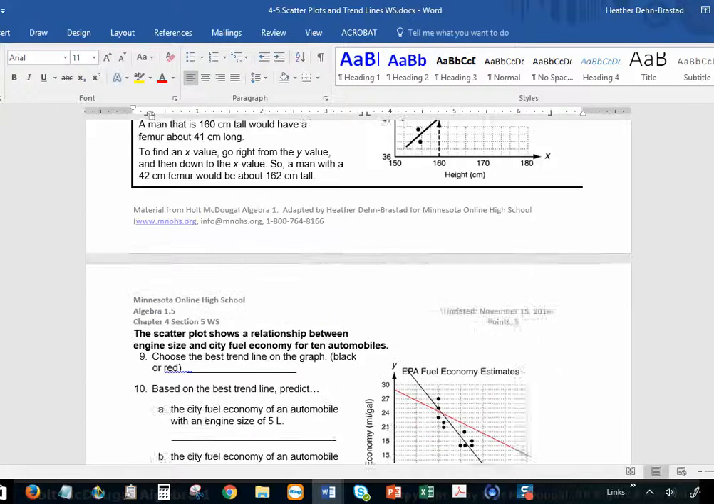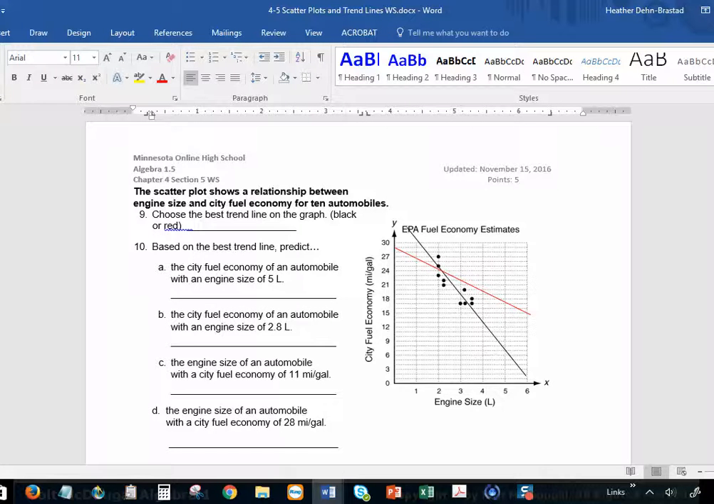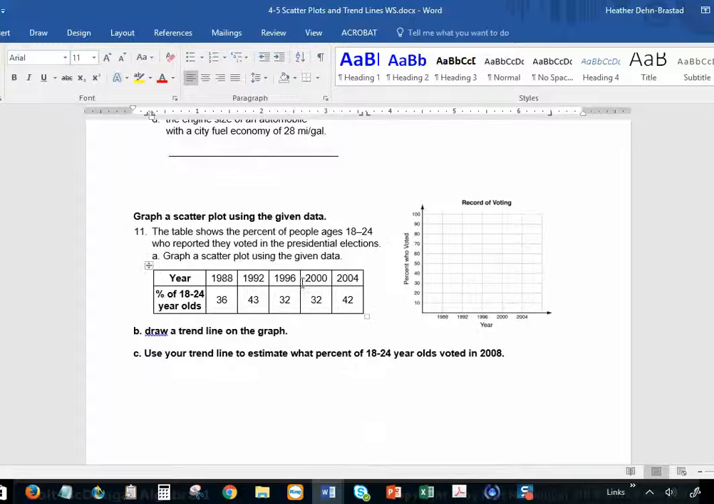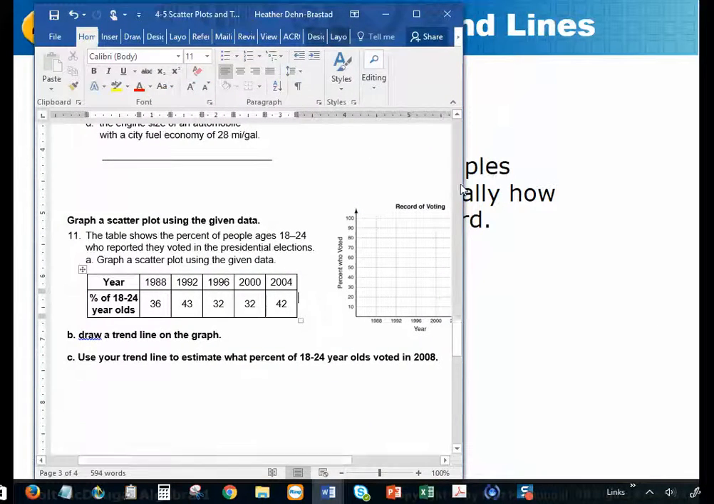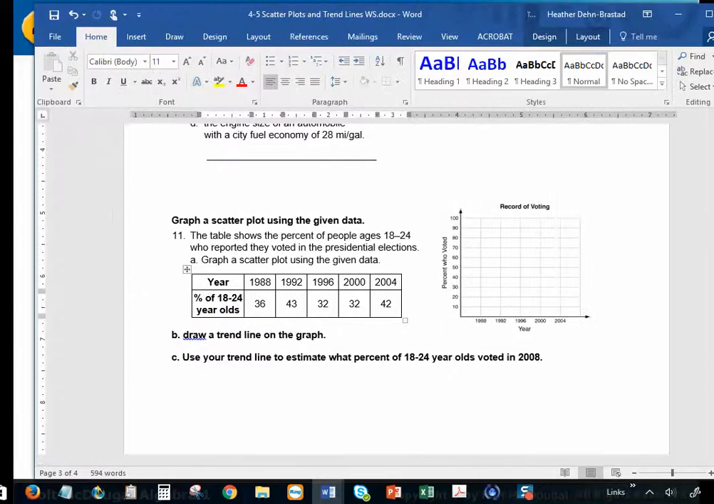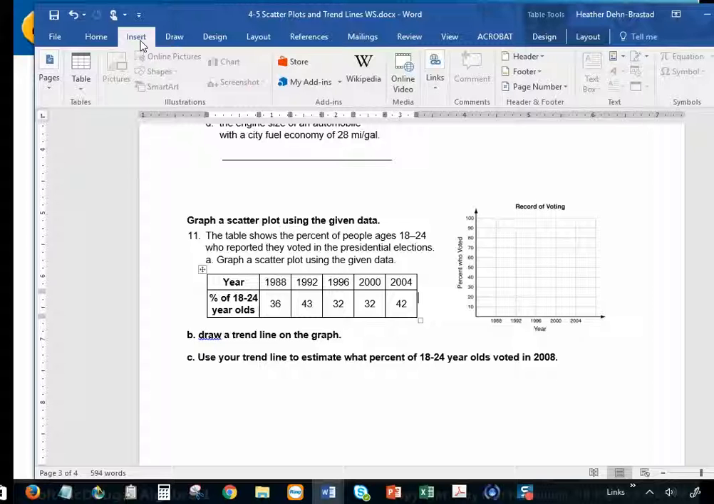All right, so here's the part I really wanted to show you, is you are going to be making your own scatter plot for this problem. The year, it's already marked on here, is going to go along the horizontal axis, and the percent of 18 to 24-year-olds is going to go along the vertical axis. The problem is that how do you put points on here? So what we're going to do is go to, let me see if I can show you the whole top bar here in Word. Yes, okay, so insert.